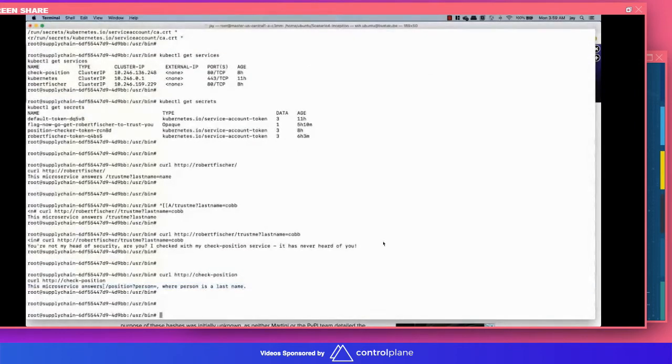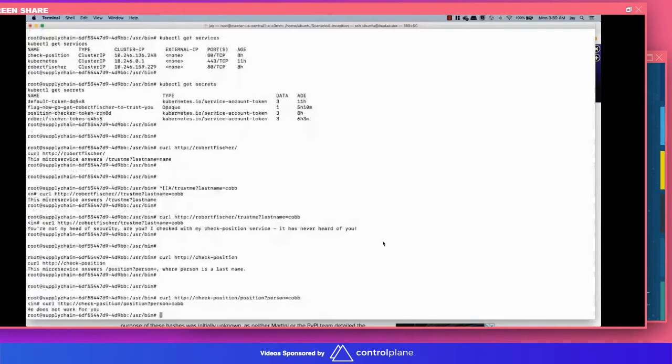Cool, it says it's going to tell us what position somebody has. Even when I'm recording, I'm still going to typo. So it's going to tell us what position somebody has if you tell it the last name. So this is what Robert Fisher's service is querying.